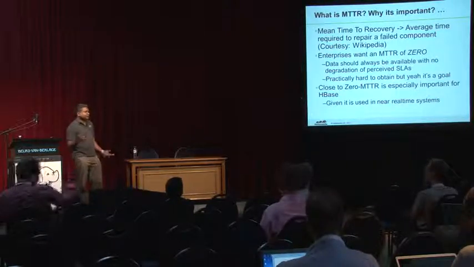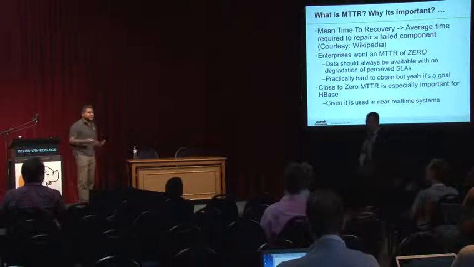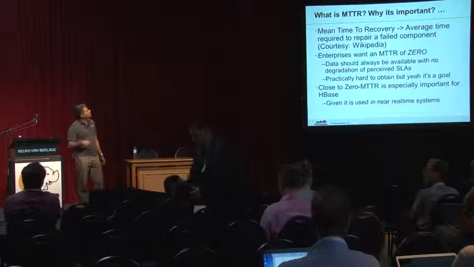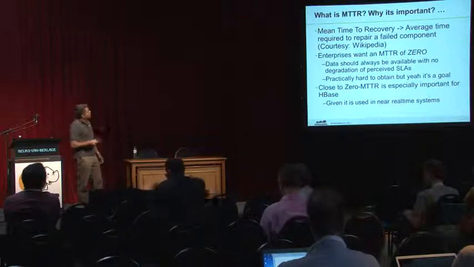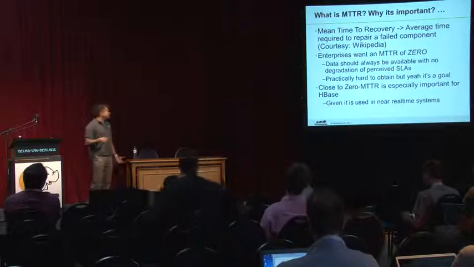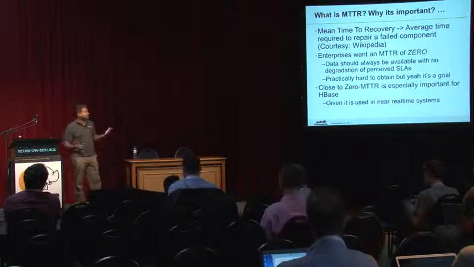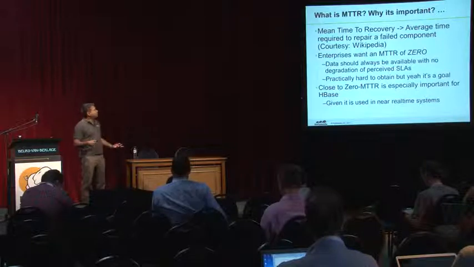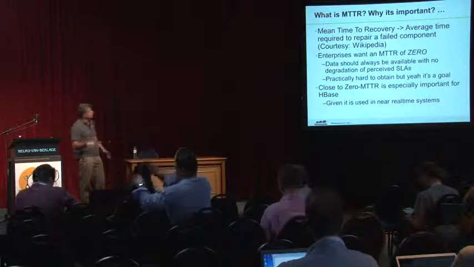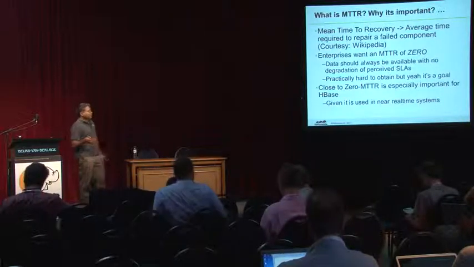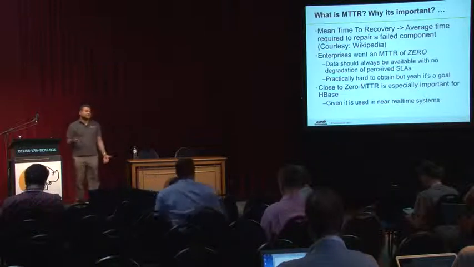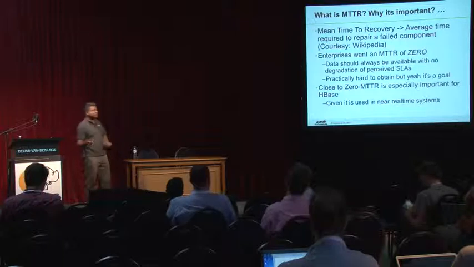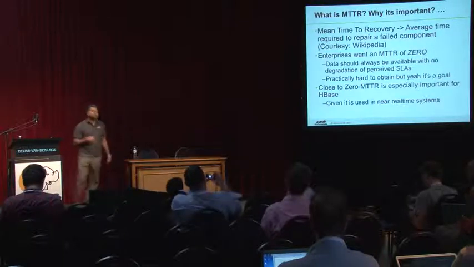So ideally, we should have zero downtime in HBase, so the data should always be available all the time. But the way HBase is architected, it's hard to do that because, as I said, there are no replicas for regions yet. So it's hard to obtain, but it's a goal that we are shooting for. And given that HBase is used in real-time systems, it's very important to have close to zero MTTR for HBase.